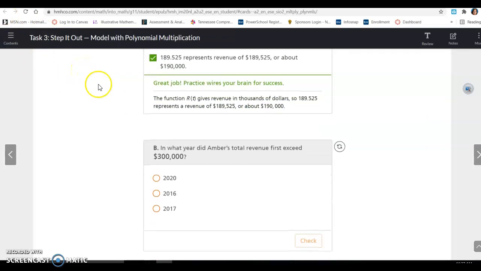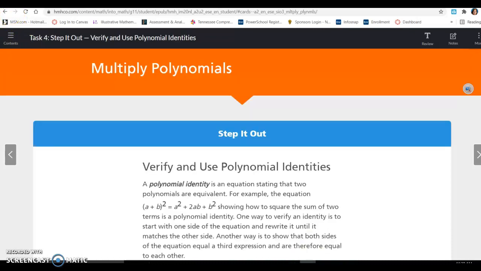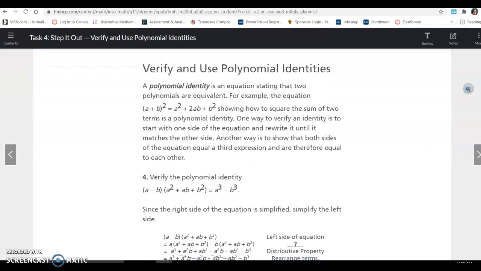All right, so I'm going to leave this one for you guys to work. If you have any questions, let me know. We're going to move on to task 4. All right, lesson 4.3, task 4. This is verify and use polynomial identities.